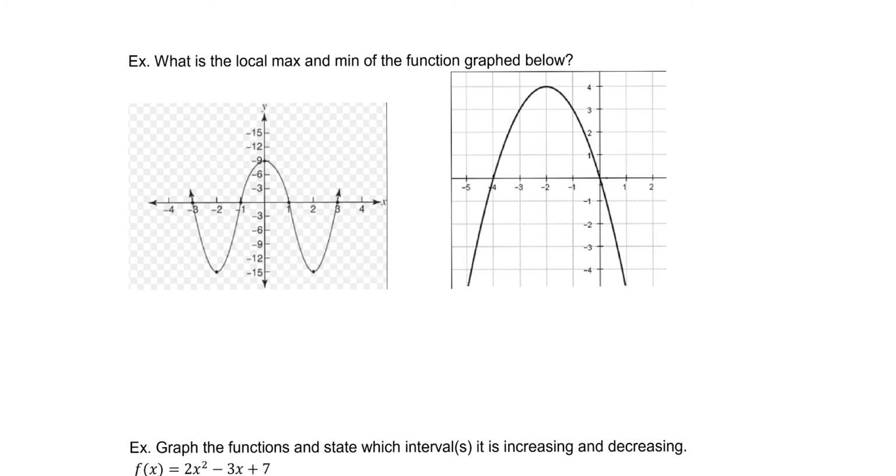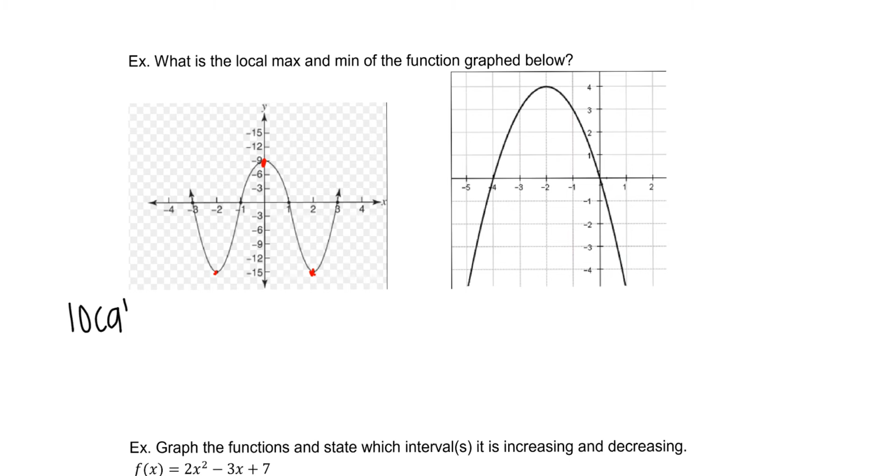Now let's take a look at identifying local max and min of functions. When you're identifying a local max or min, you still look for those turning points, but those are the only points that matter for local max and min. So this first graph here, we've got 3 points. We want to identify which are local max and which are local min.